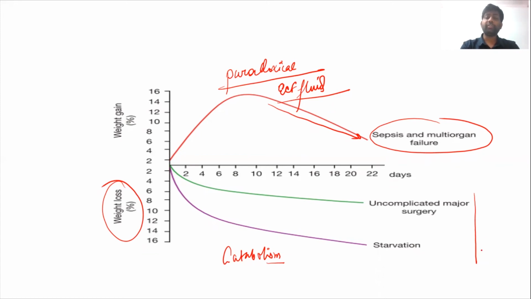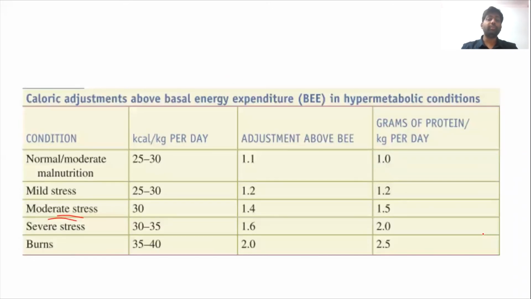Whenever there is a stress response, the demand of the body for the calories is increased, and this is a very important table which is taken from Shorts. Believe me, this is a very high yielding table. Anything can be picked up as an MCQ. It's very simple to understand. They might pick up anything like what is the calorie requirement in a case of mild, moderate, or severe stress. See, in mild stress, there is no significant increase in the calorie requirement. It's the same as in the normal condition.